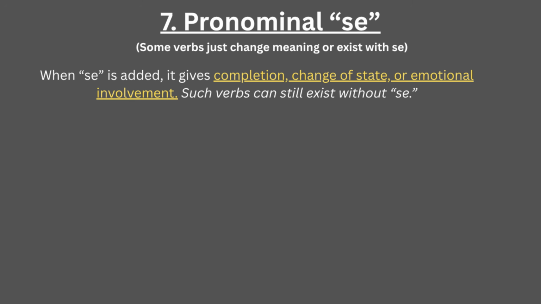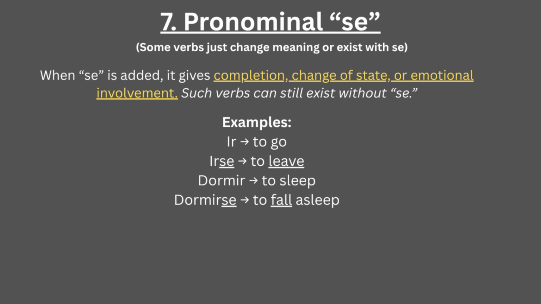The seventh way is a pronominal se that is added to verbs to express completion, change of state, or emotional involvement. Sometimes the pronominal se is added to verbs and changes their meaning, like ir, to go, irse, to leave, dormir, to sleep, dormirse, to fall asleep. This concept was also explained in my reflexive verb video, and what makes it special is the fact that verbs can exist without se. This detail matters because some Spanish verbs cannot exist without se.